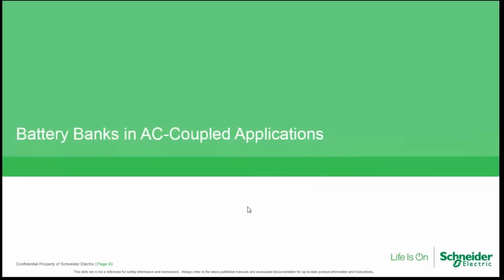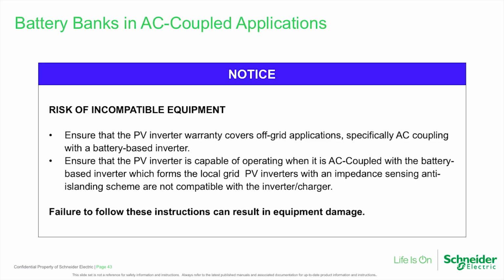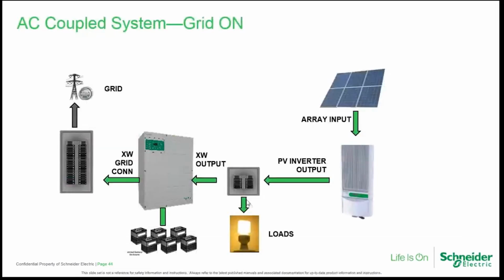Finally, I want to talk about using battery banks in AC coupled applications. That's becoming real popular these days. In an AC coupled application, we basically have our good old XW here providing, actually in this case, we have our solar array feeding a grid-tied inverter, which feeds into the load panel, which actually feeds right through to the XW, selling power to the grid. Also, any loads connected to this load panel, of course, are being serviced before it gets there.